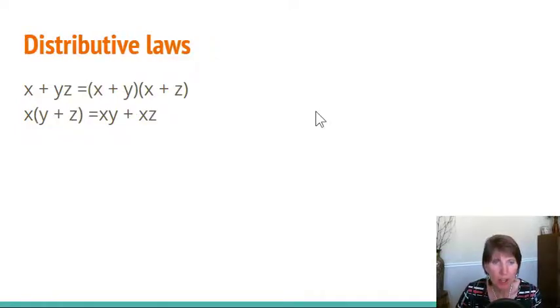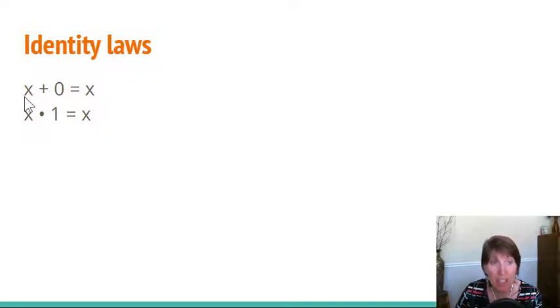Next is distributive laws. So if we have an x plus a multiplication, we can distribute the x plus to the first factor times x plus to the second factor. So we can distribute an addition operation into a multiplication. We can also distribute a multiplication into an OR operation or into an addition. So we can distribute the x into the first term of that addition and x to the second term of the addition. So those are distributive laws.